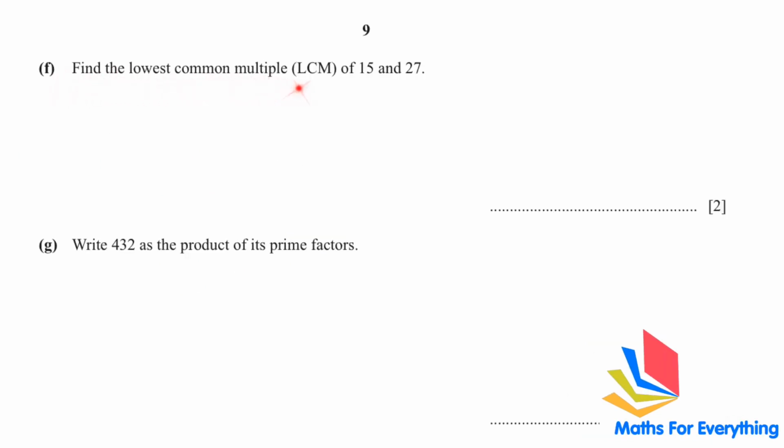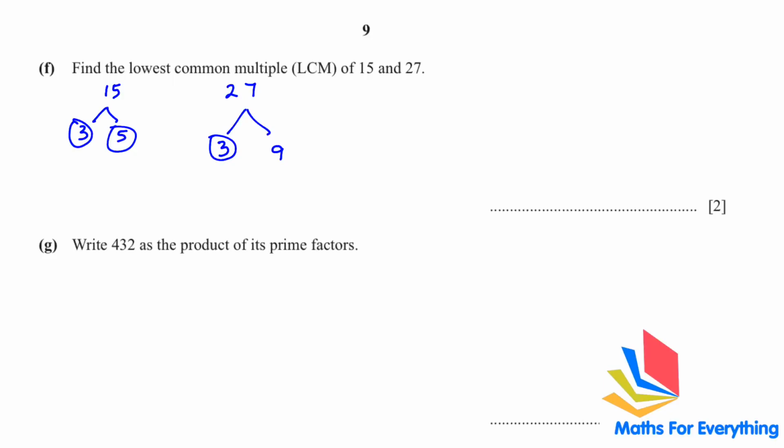F. Find the lowest common multiple of 15 and 27. There are two ways to solve this question, either by making a factor tree or by dividing the numbers by prime numbers. Both methods are fine. I'll show you both methods. I'm showing you the factor tree. So 3 times 5 is 15, correct? These are prime numbers. If they are prime numbers, you circle them. And 27, 3 times 9 is 27. 3 is a prime number.